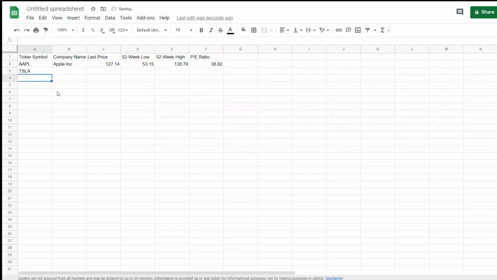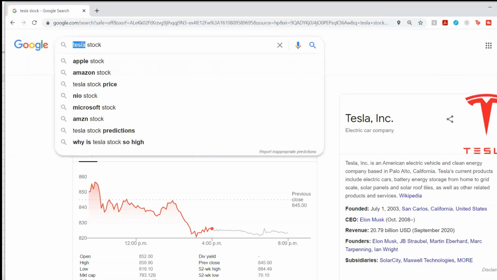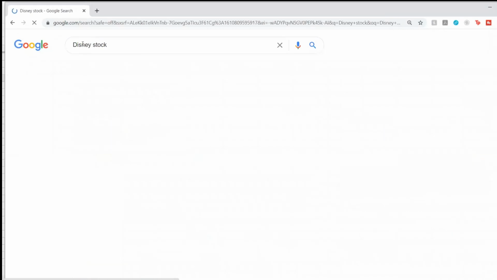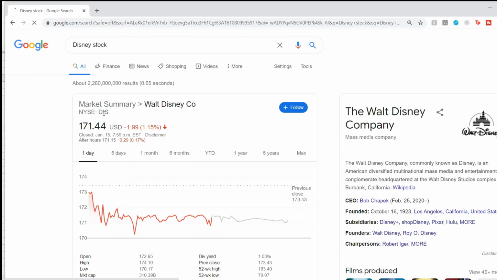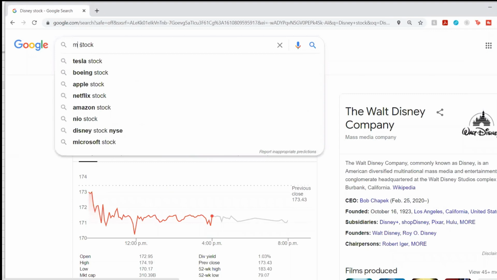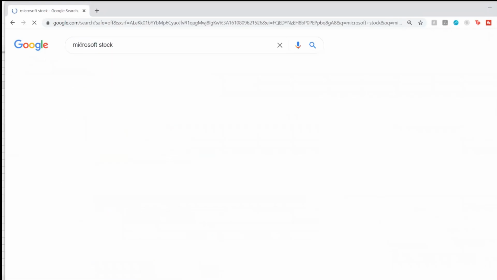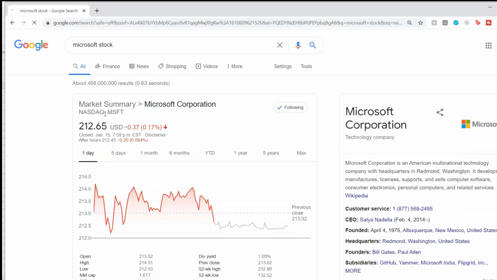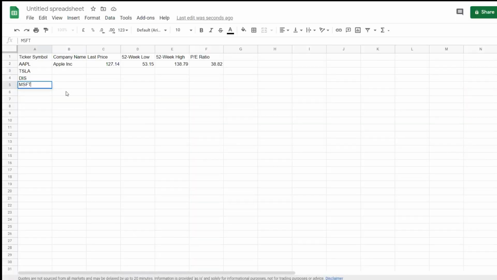Let's pick one more, perhaps. What company are we thinking of? Let's say Disney. So I'm interested in Disney stock. The ticker symbol is DIS. Okay, I'm going to type in DIS. Maybe one more. How about Microsoft? So Microsoft stock. The ticker symbol is MSFT. Okay, MSFT. All right.